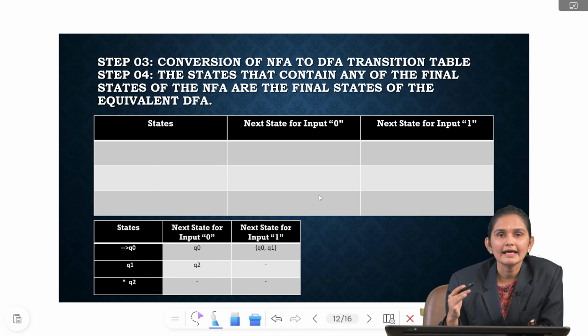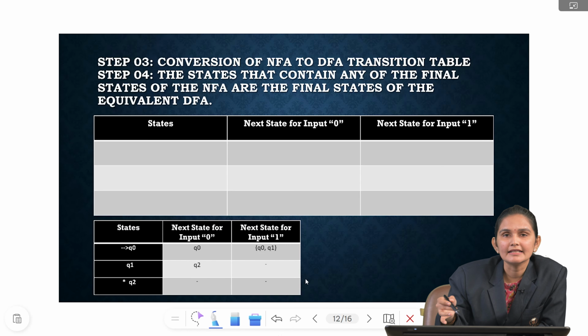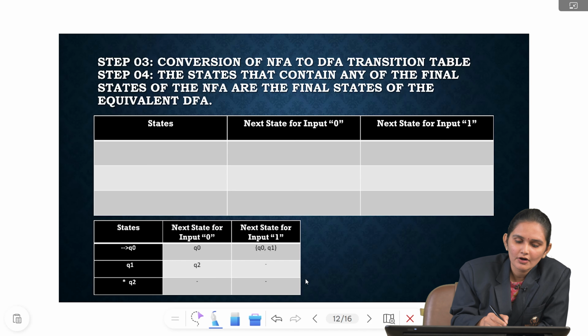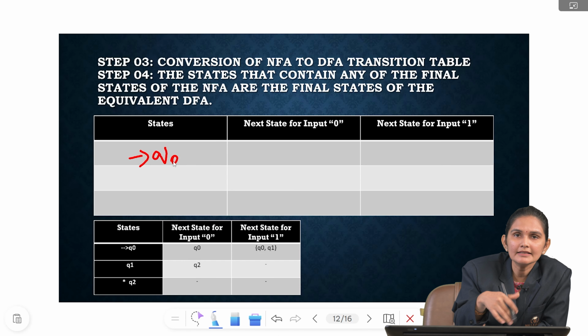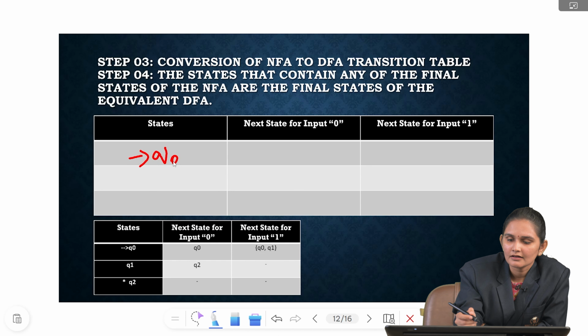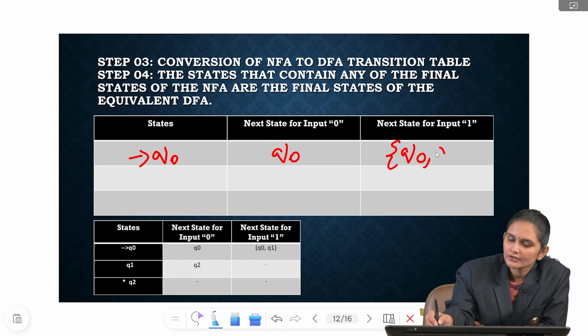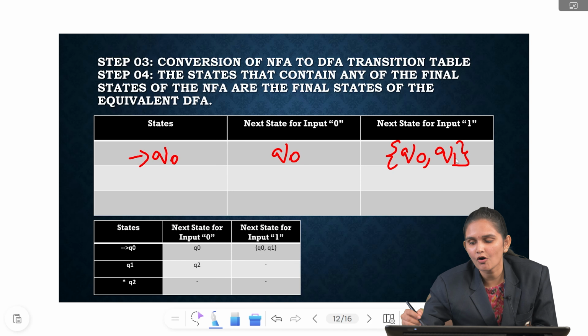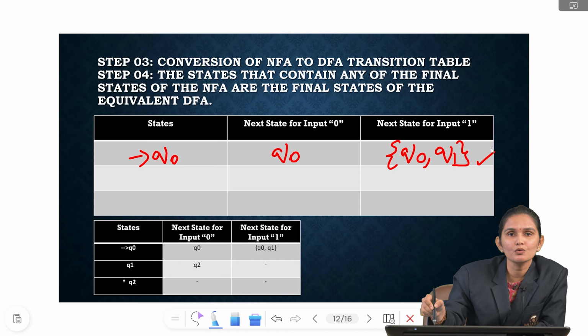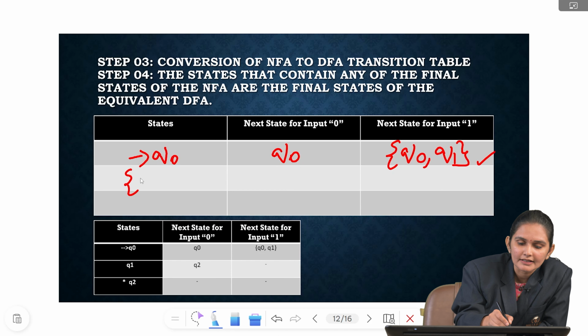After forming the NFA transition table, we need to convert this NFA transition table to a DFA transition table. For the NFA transition table, the initial state is Q0, so that will be the initial state of the DFA also. So in the DFA, Q0 on 0 is going to Q0. Q0 on 1 is going to the set {Q0, Q1}. So the newly formed state here is {Q0, Q1}. This {Q0, Q1} will become the new state of the DFA.